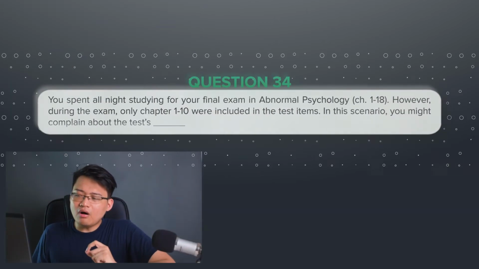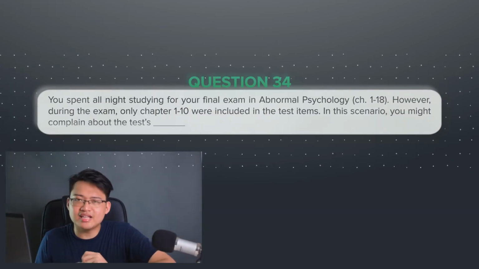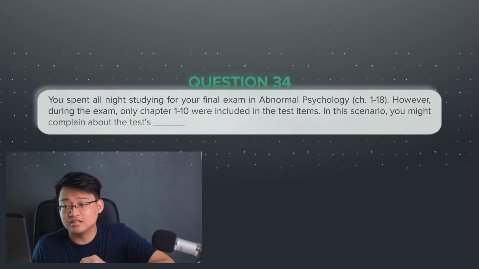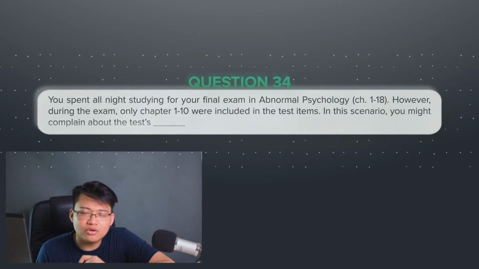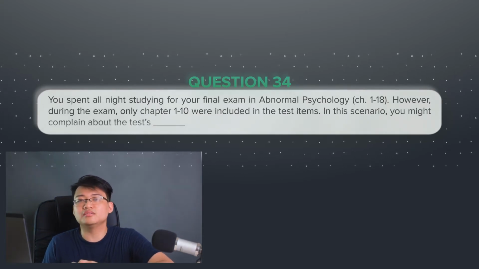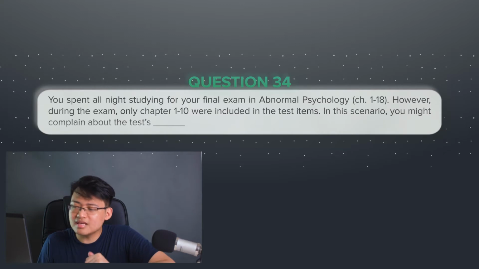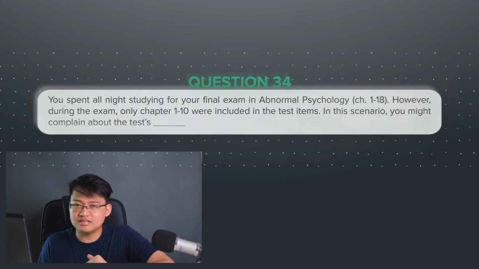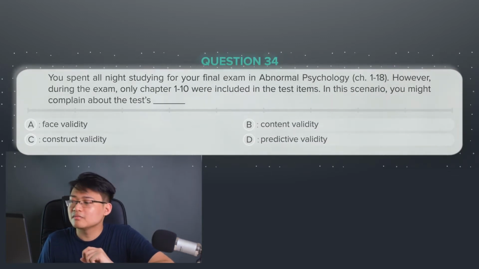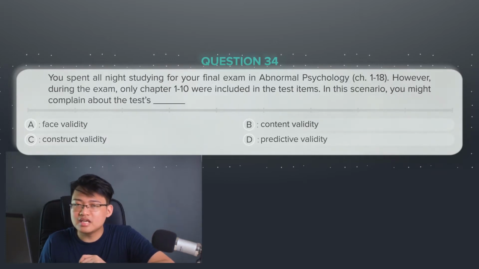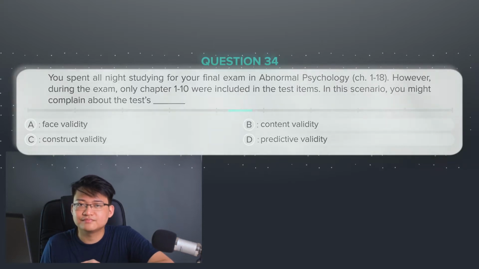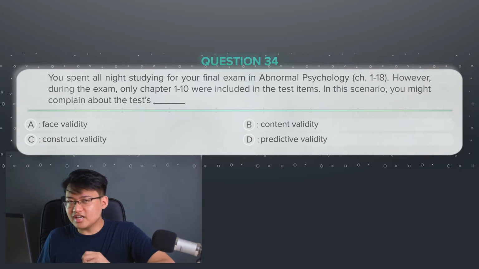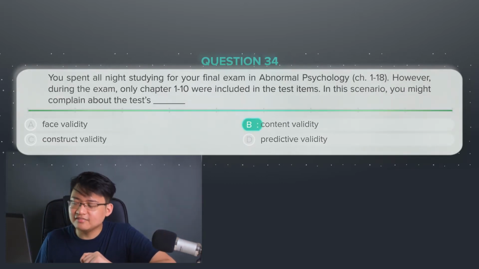You spent all night studying for your final exam in abnormal psychology, chapters 1 to 18. However, during the exam, only chapter 1 to 10 were included in the test items. In this scenario, you might complain about the test: A. Face validity, B. Content validity, C. Construct validity, or D. Predictive validity. The correct answer is letter B, content validity.